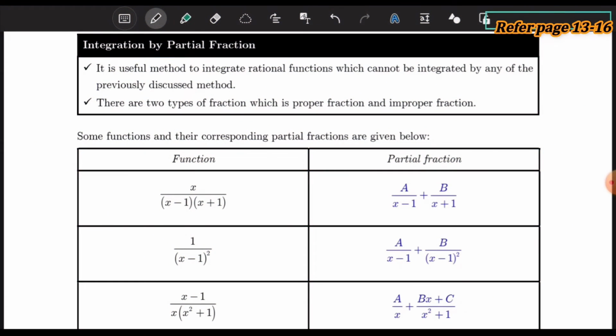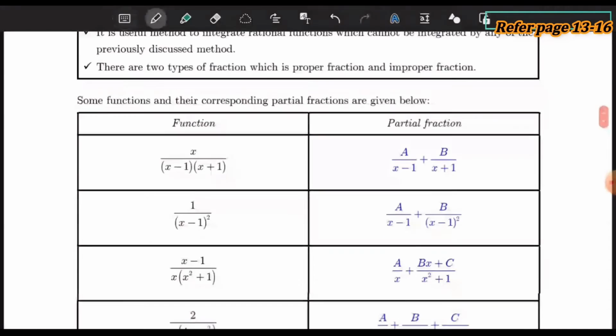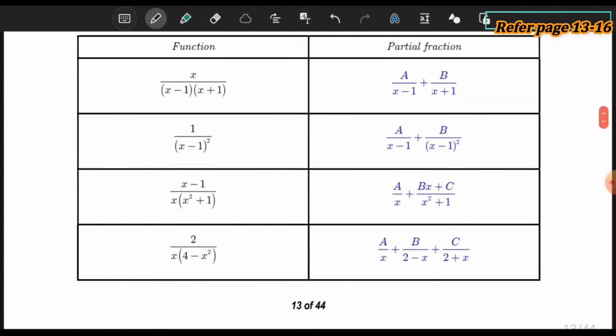Integration by partial fractions. For partial fractions, you need to make sure that the function is a proper fraction. So, for this method, you need to recall your partial fractions that have been learned in your first semester under the chapter polynomial. If your denominator is a linear function, we need to use constant as the numerator. So, this is under linear factor.